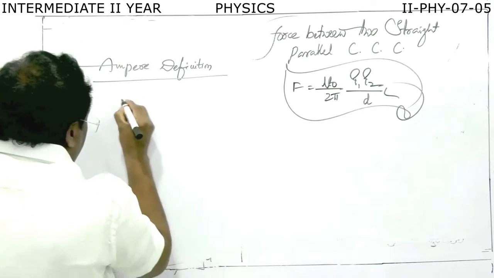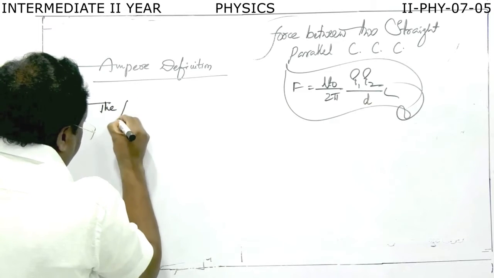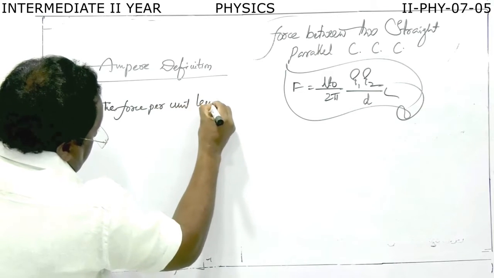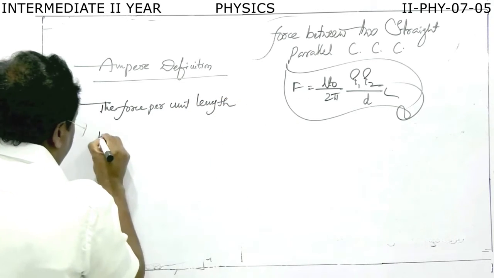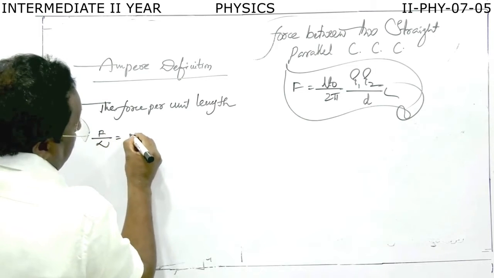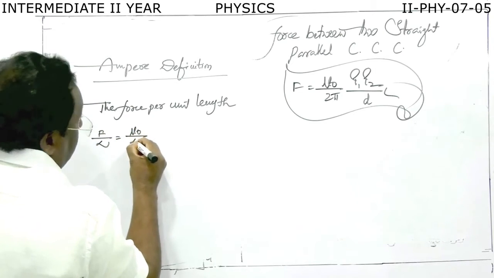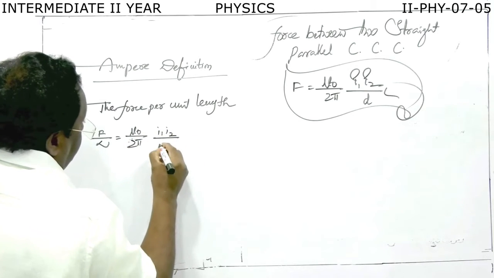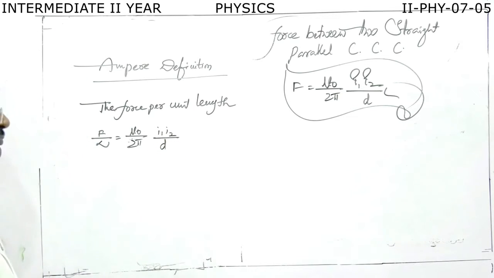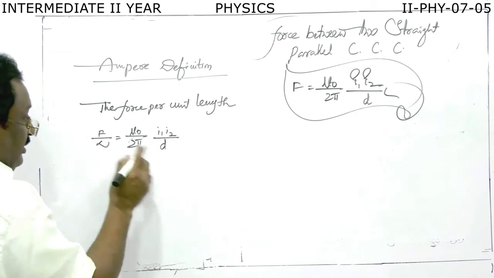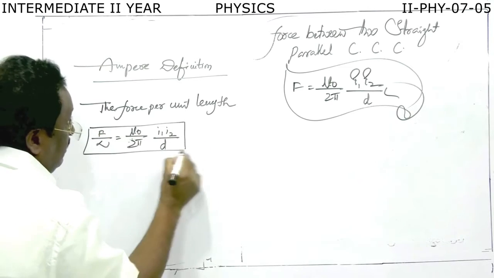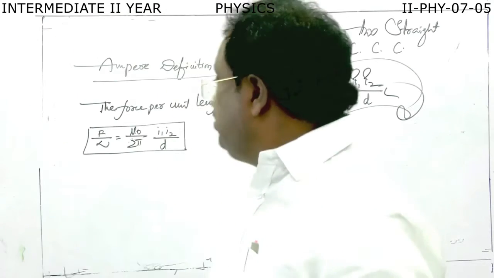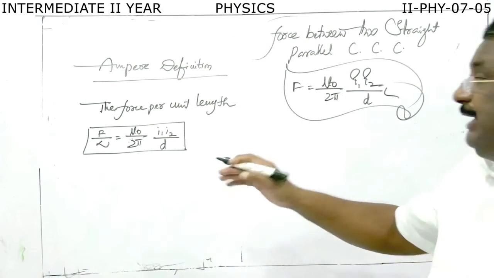Now you bring L, the force per unit length. Now we take the force per unit length, so it becomes F by L equals mu 0 by 4 pi, 2 pi, I1 I2 by d. According to this equation, if you want to define ampere, this equation is important. Without using this equation, you should never dare to write the definition.